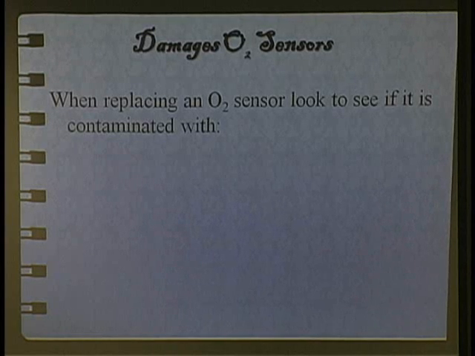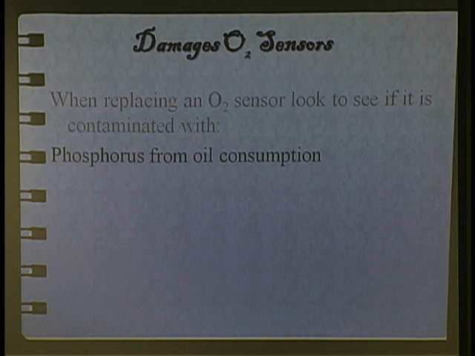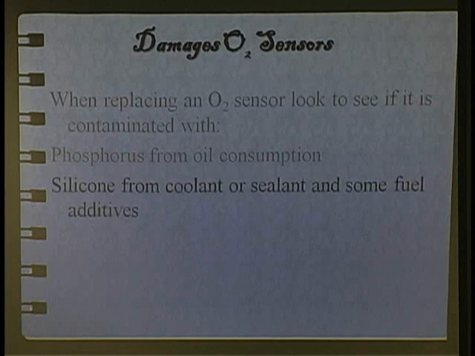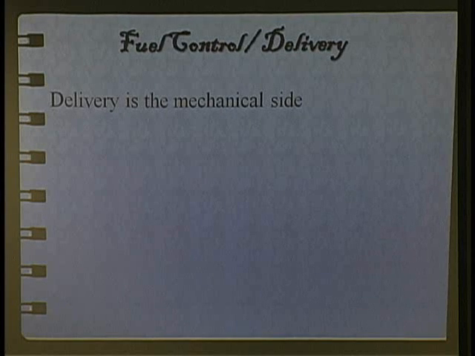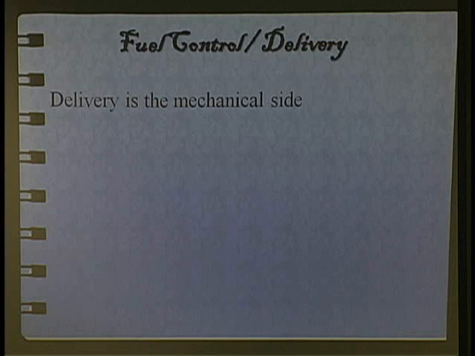So when replacing oxygen sensors, as a reminder, don't forget to see if they were contaminated, because the new one's going to get contaminated. That can be from oil, leaded gas, silicone, or whatever. So just make sure that when you have to replace an oxygen sensor, we're going to base a lot of that injector pulse width correction off the oxygen sensor. So go ahead and make sure it's not corroded.